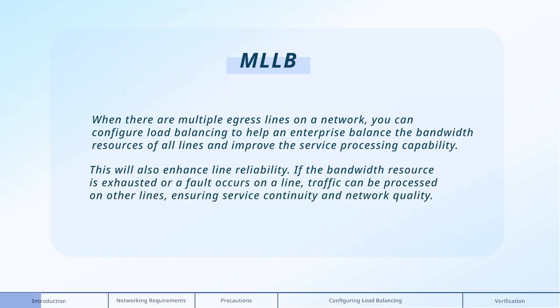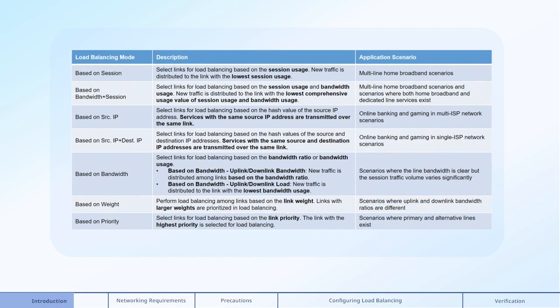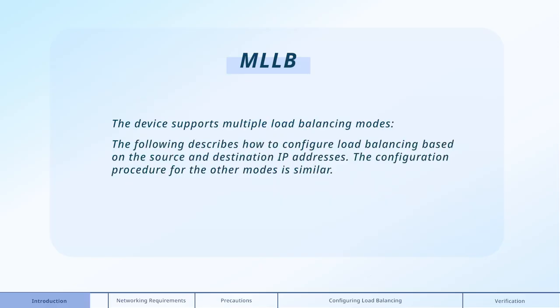If the bandwidth resource is exhausted or a fault occurs on a line, traffic can be processed on other lines, ensuring service continuity and network quality. The device supports multiple load balancing modes. The following describes how to configure load balancing based on the source and destination IP addresses. The configuration procedure for the other modes is similar.